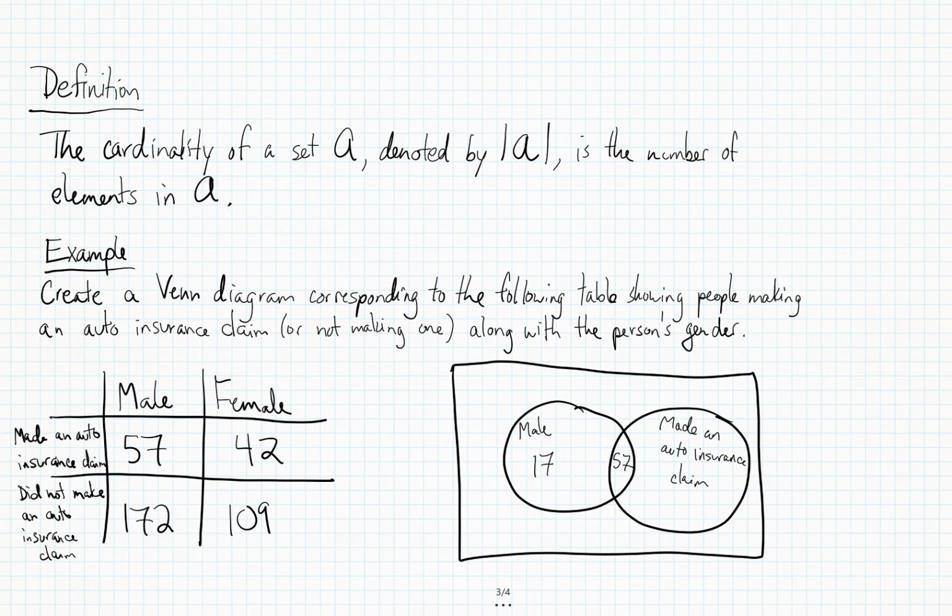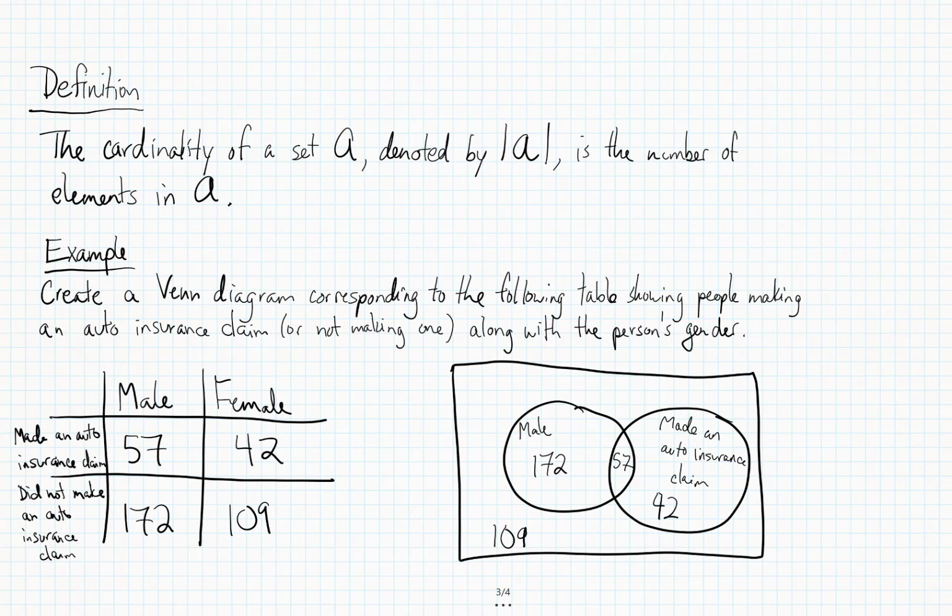In a similar manner, we can put down the made an auto insurance claim that are females. That would be 42 possibilities. So the 42 should go right in this circle right here, because it's outside the male circle, inside the made an auto insurance claim. And then finally, last but not least, outside of both circles, that would be females that did not make an auto insurance claim. That should be 109. And that fills out all our info, and it gives us an idea of cardinality of each set.